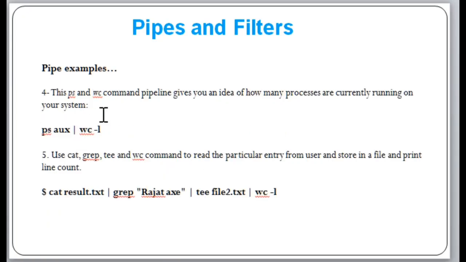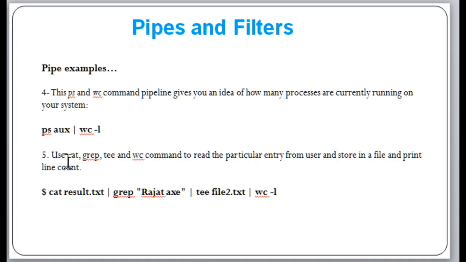Here's some more examples. This ps and wc command pipeline gives you an idea of how many processes are currently running on your system. So you can do ps aux, which is going to list all the processes running on our system. We're going to pipe that to word count, and it's going to give us back the number of lines in that file. So that could tell us how many processes are running, because it'll tell us how many lines there are.